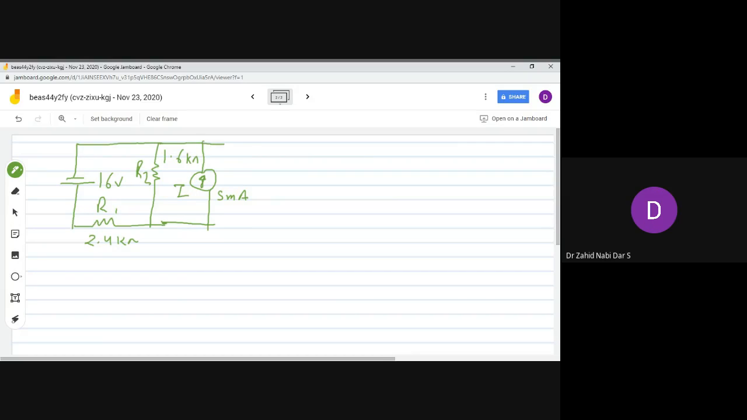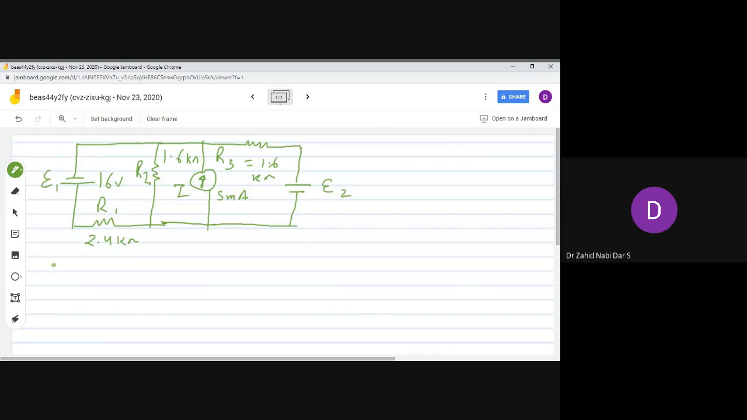Then again I have one more R. Okay, and I have one more voltage source over here. So I have this E1, this is E2, and let this be R3, and this is equal to 1.6 kilo ohm. Now using superposition theorem, determine the voltage drop across the resistor R2.